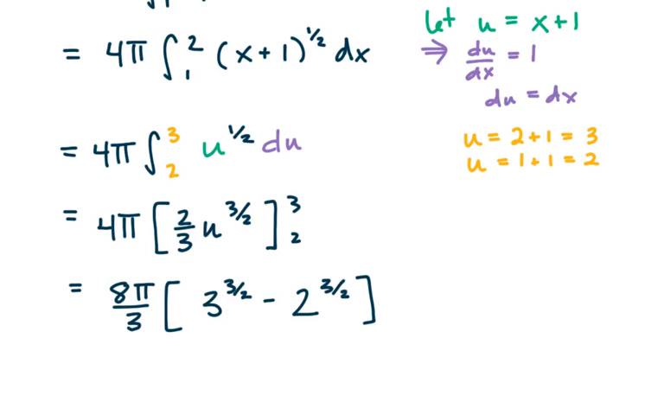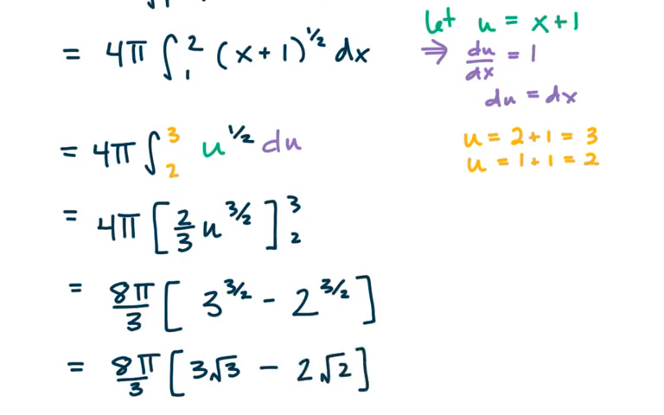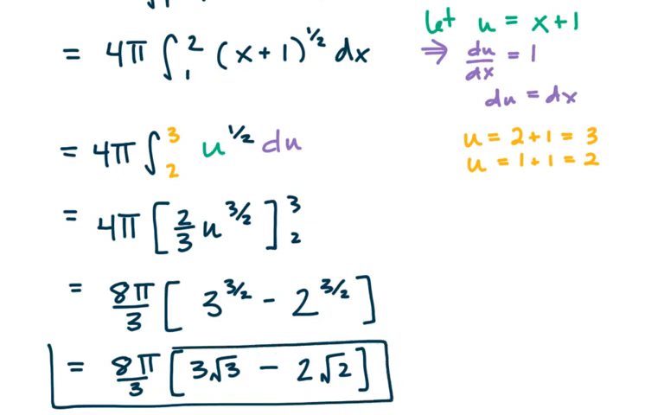And that's pretty much my answer, but I can simplify those radicals. I end up with 8 pi over 3 times 3 cubed, which is 27, and the square root of 27 is going to be 3 root 3, minus 2 cubed, which is 8, and the square root of 8 is 2 root 2. And this would be the proper way to leave our final answer for this problem. And that's it. That's how you find the surface area of some shape created by revolving a function around the x-axis.